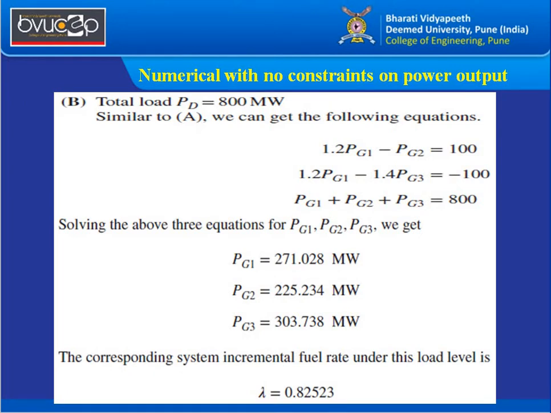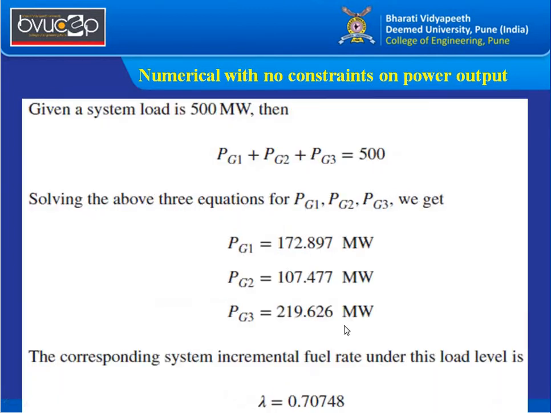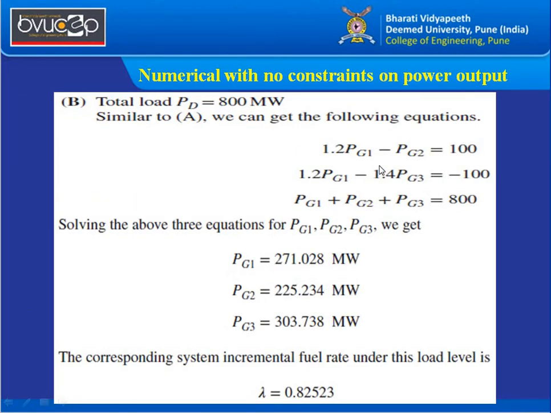Again, similar to part A of the question, we will get the same equations as of now. 1.2 Pg1 minus Pg2 will be equal to 100. 1.2 Pg1 minus 1.4 Pg3 equal to minus 100. So the first two equations will remain the same, only the third equation is going to change. That is now Pg1 plus Pg2 plus Pg3 will be equal to 800, because in case A it was 500. Now we have considered it as 800.